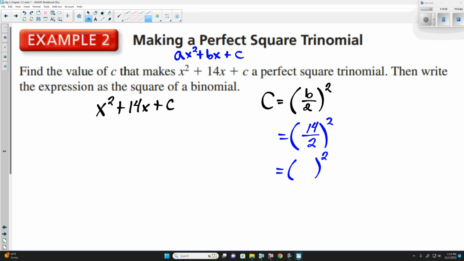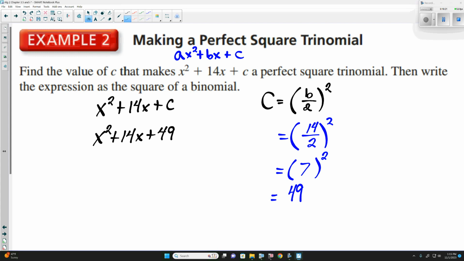Now when completing the square or finding these perfect square trinomials, we could plug in parentheses 14 divided by 2, close parentheses squared, and let the calculator do it for us. I would highly suggest doing the division by 2 first and then squaring it. Because 14 divided by 2 is 7, and 7 squared is 49. So for us here, to make this a perfect square trinomial, our value of c would be 49. So this perfect square trinomial is x squared plus 14x plus 49. We have now made it into a perfect square trinomial.